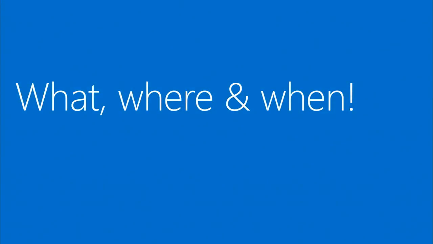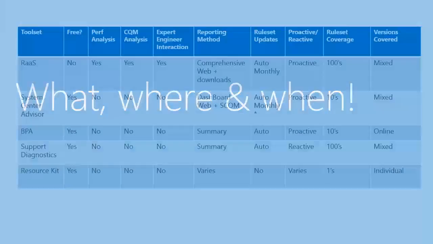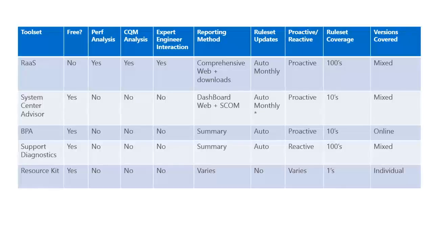So that's it in terms of RAS. We have a couple of minutes left here, but really the last slide is how do we put all that together? We've talked about Advisor, BPA, the support diagnostics, the resource kit, and RAS. So they all have pretty much different, overlapping, independent, complementary scenarios.